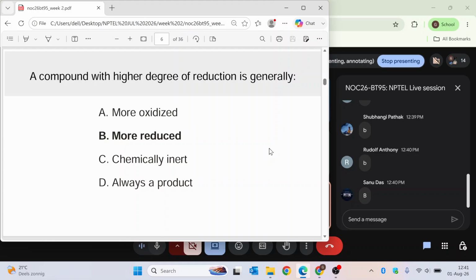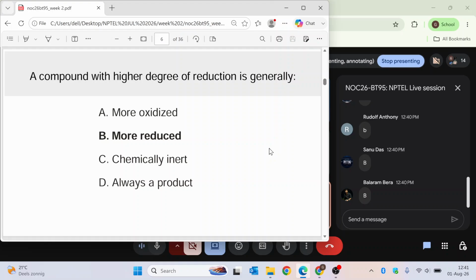Correct again. Degree of reduction: a higher degree of reduction means the compound is more reduced. So, do you have an idea of why we talk about degree of reduction? What is the significance of it? We'll also have a few more questions related to it in the later part, but just to start with.